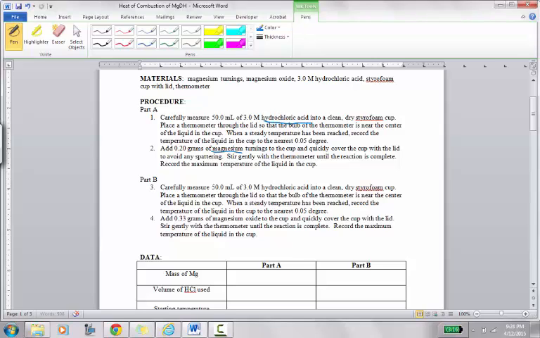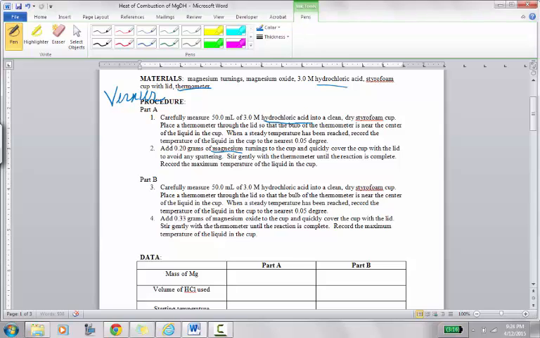At your lab stations, you will find samples of magnesium turnings, 3 molar hydrochloric acid, and styrofoam cups. The thermometers we'll be using in this lab will be the Vernier. So instead of glass thermometers, you'll be using the Vernier inside of a styrofoam cup. I caution you that if you stir too vigorously with the Vernier probe, you can punch it right through that styrofoam cup, and since you will have hydrochloric acid inside the cup, you will have quite a mess. So be careful with those probes that you don't punch them through the styrofoam cup.